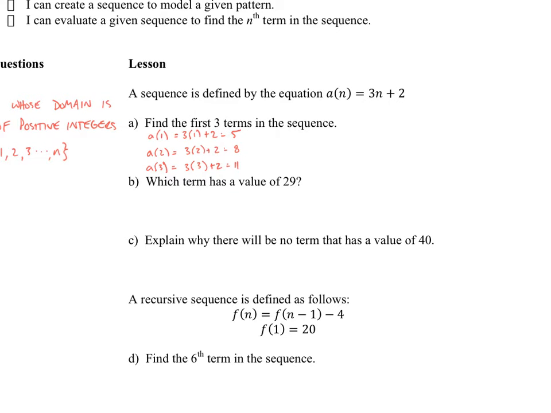So which term has a value of 29? Well, this is kind of the flip side of that question. If I want to know which term, then that means that what I do know right now is that 3n plus 2 equals 29, and I've got to figure out what term that is. So I'll just solve for n here, right? That'll tell me which term it is. So I'll subtract 2 from both sides and then divide by 3. So it looks like it would be the 9th term.